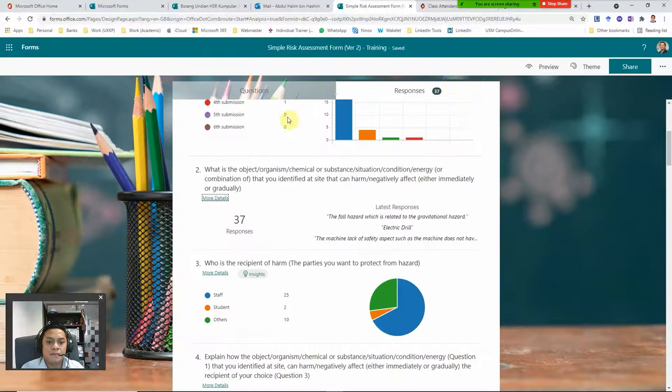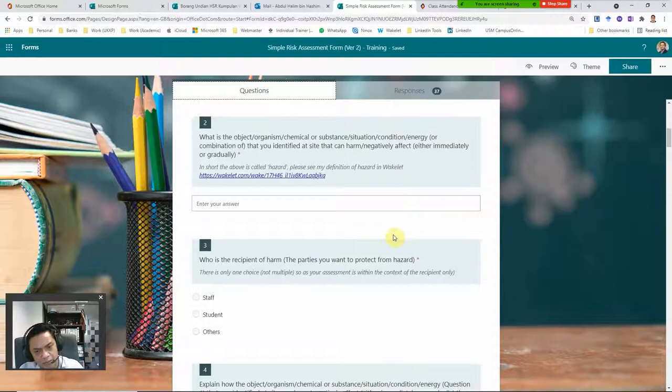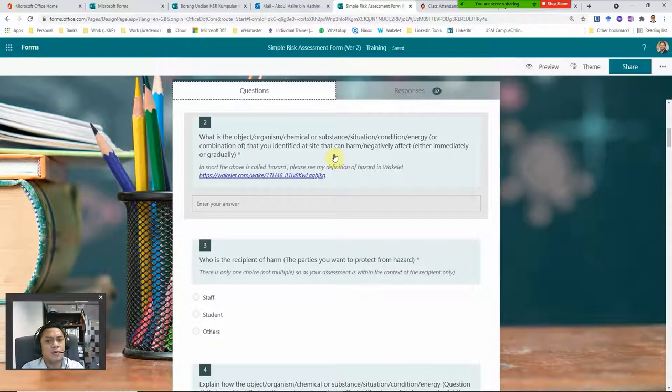Okay, because this is the first thing that you need to do. You have to be very clear when you are wrong in this part, about the hazard, and the rest will be all wrong. If you got it right in this part, number two, which is for your previous question, then the rest of the form will usually be correct.